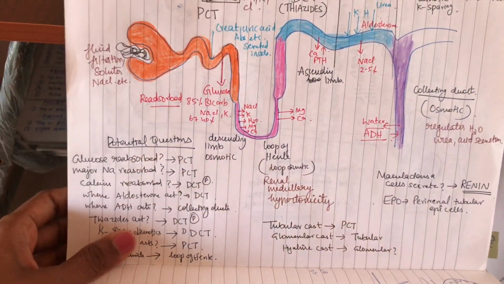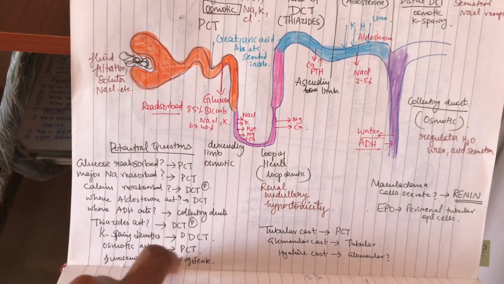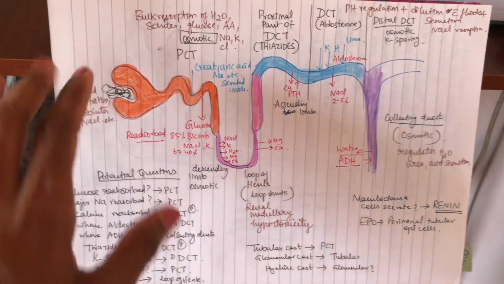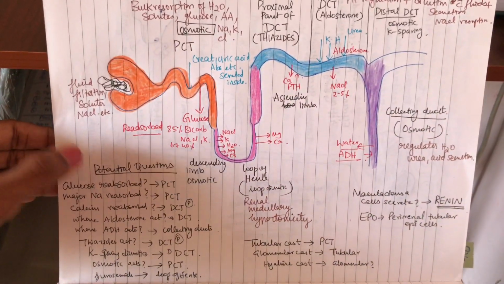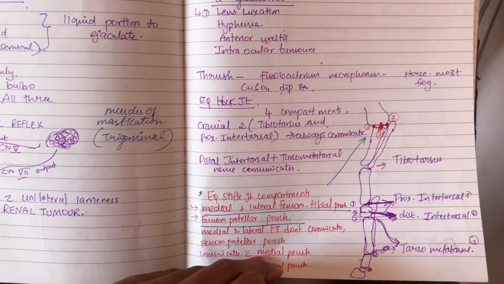And in the bottom you can also see that I have asked myself the potential questions, and I have also mentioned which diuretic will act on which part of a nephron. Color coding, drawing and asking questions helps a lot to remember.